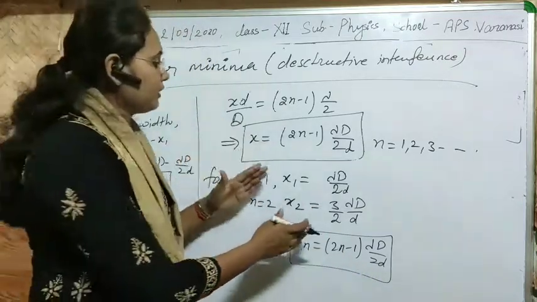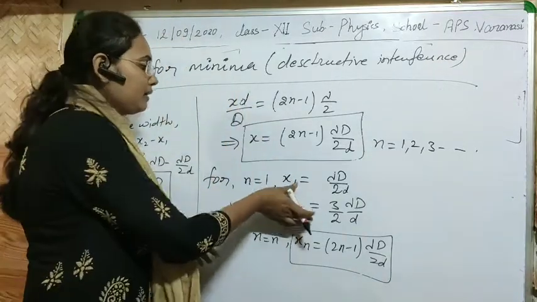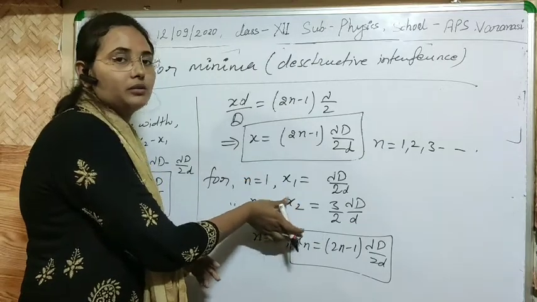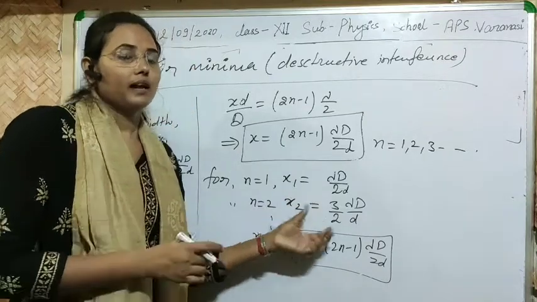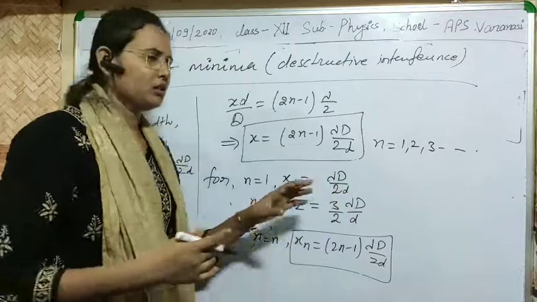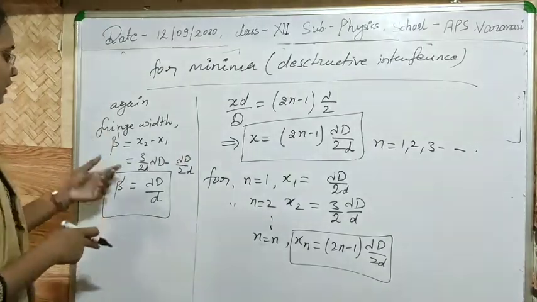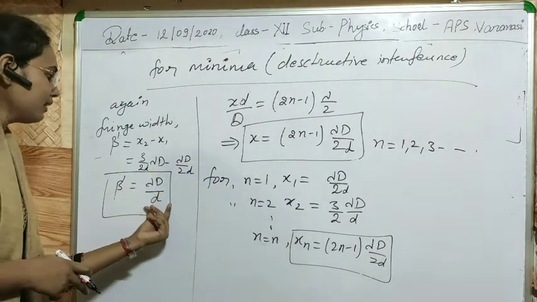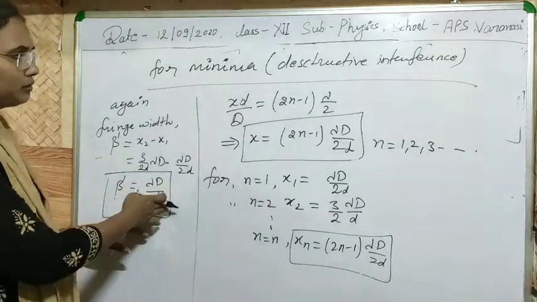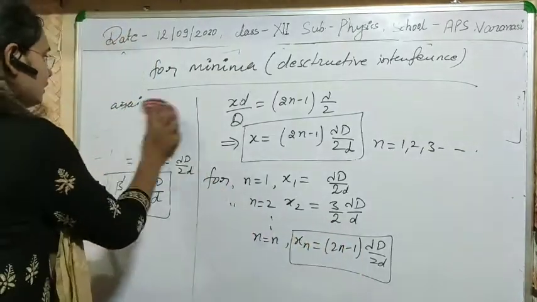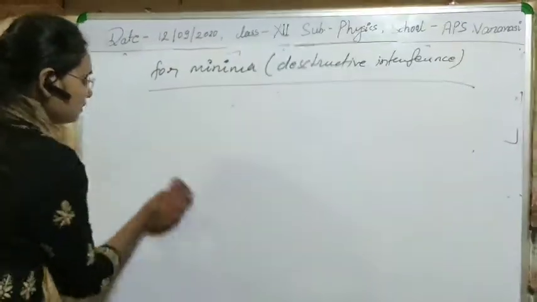Now we can also calculate the fringe width, meaning the separation between two dark fringes, by simply taking the difference between any two consecutive fringes, like x2 minus x1, or x3 minus x2, or xn minus 1 minus xn minus 2, and so on. I am taking x2 minus x1 for calculating the fringe width here. After putting in the values you will get lambda D by d, and for all consecutive differences you will get the same value. This value is the same as the fringe width in the case of maxima.